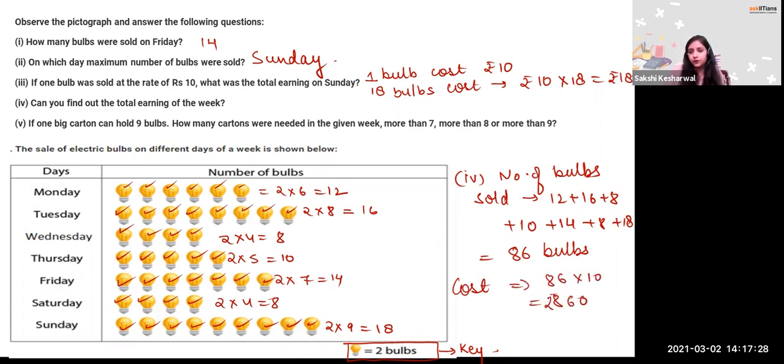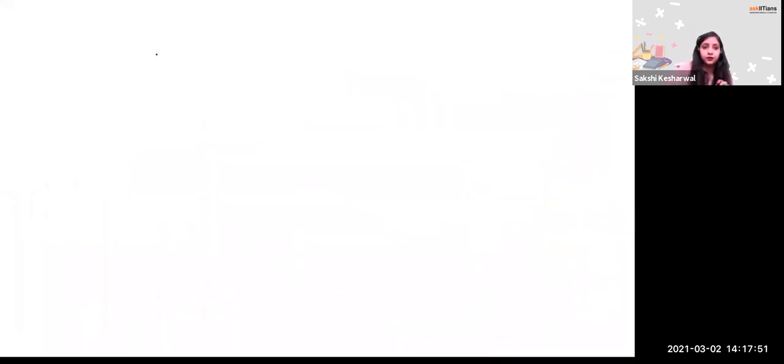860 rupees, right? Now coming to the next question: if a big carton can hold 9 bulbs, how many cartons were needed in a week, more than 7, more than 8, or more than 9? So in total how many bulbs are you selling? You are selling 86 bulbs, right? In a big carton, it's talking about a week. So let's take it like this: in a week, 86 bulbs sold, right?